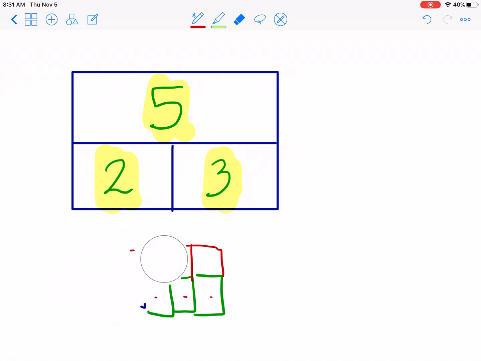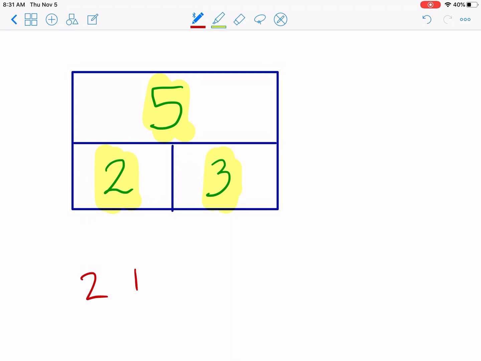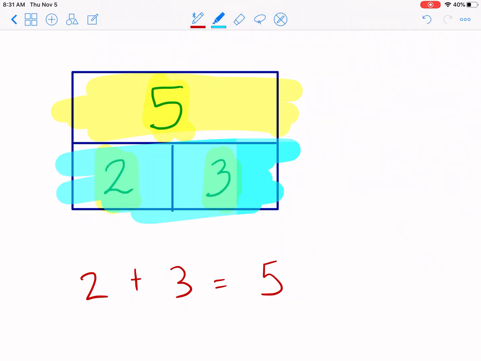So our math sentence for this would be 2 plus 3 equals 5. They're balanced. They're the same amount. If I look at my picture, this is the same length, same amount as this, right? They represent the same amount.